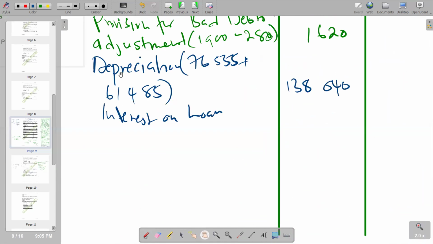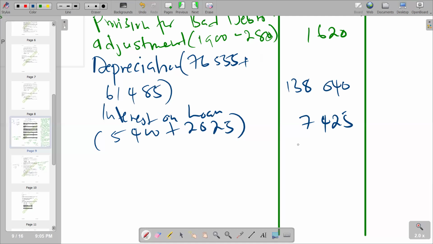So we are here. We are seeing our interest on loan in brackets. We are saying 5,400 was before it increased, then after it increased, we've got 2,025. Then we add the two. We get a total of 7,425. So we have finished our expenses. We can close there.